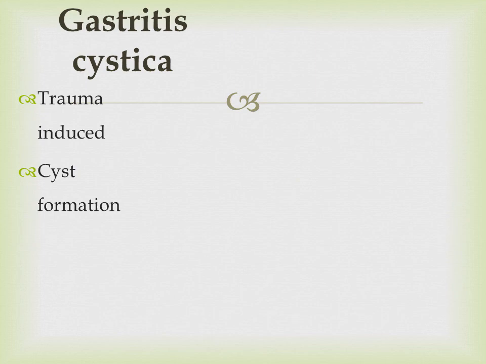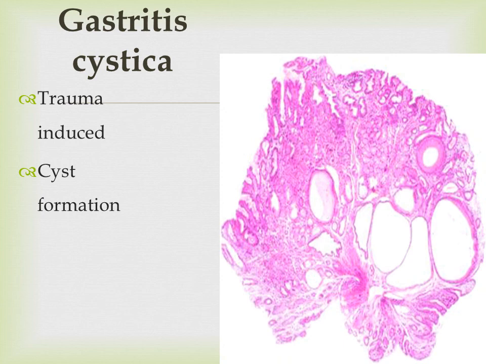Gastritis cystica is usually associated with trauma, and when repeated trauma occurs, it can result in the formation of these cyst-like spaces. But the reasons for the development of these epithelial changes are not that clear. So repeated trauma of the gastric mucosa can result in the formation of these cystic spaces, and these cystic spaces are called gastritis cystica.